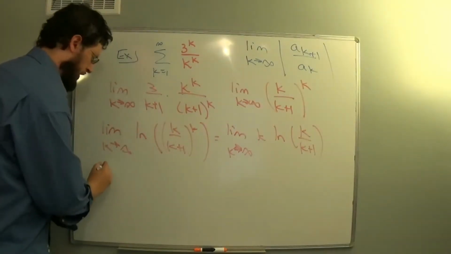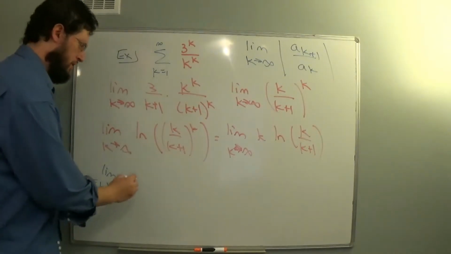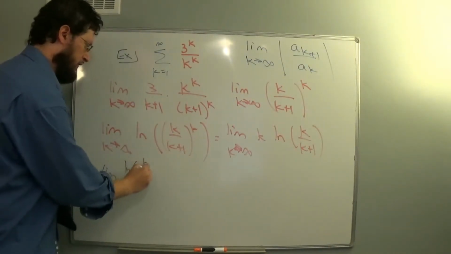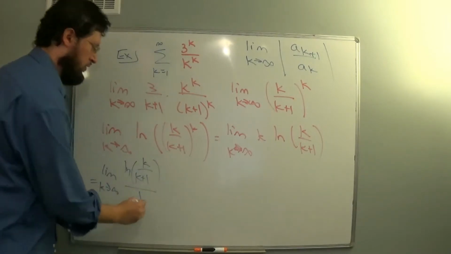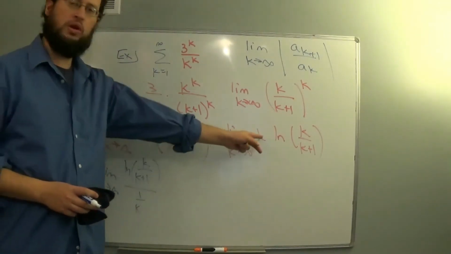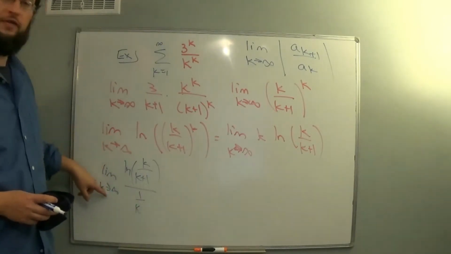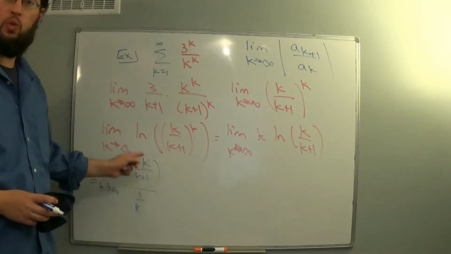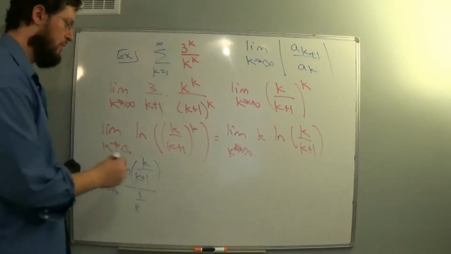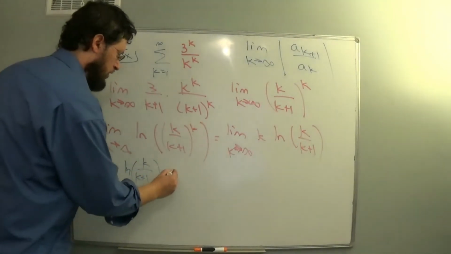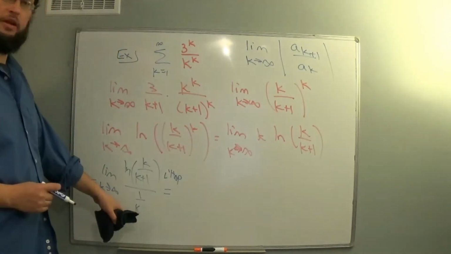So after rewriting, this becomes the limit as k goes to infinity of ln of k over k plus 1, over 1 over k. So we're going to transfer the 1 over k to the denominator. Now when I plug infinity in, the inside here becomes 1. ln of 1 is 0, so this is 0 over 0 and we can apply L'Hopital's rule by taking the derivative of the top and the derivative of the bottom separately.